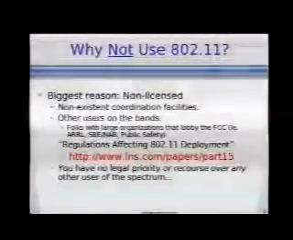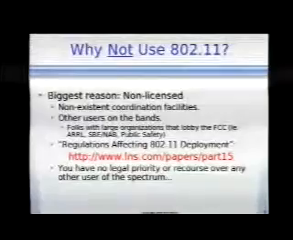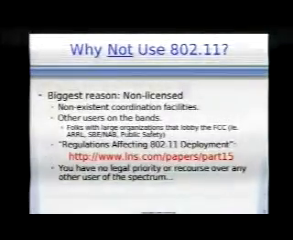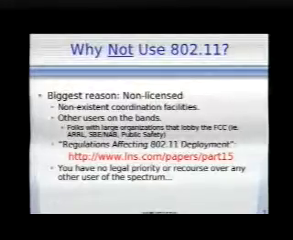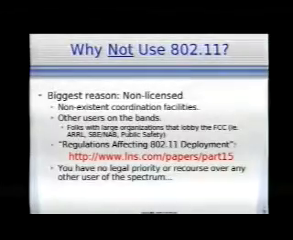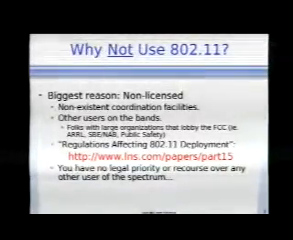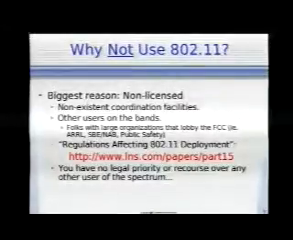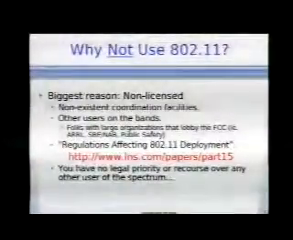There are other users also on the bands that you have to consider. I have a paper out there, if you go to www.lns.com/paper/part15, that goes into about 12 other types of users that are on the 2.4 or 5.8 gigahertz bands. Some of these people actually carry guns, and they get really upset when you start interfering with them. They're called public safety, and they use it for things like video between helicopters and the ground. If you interfere with them, they tend to take you to court pretty quickly. There are other issues besides that.